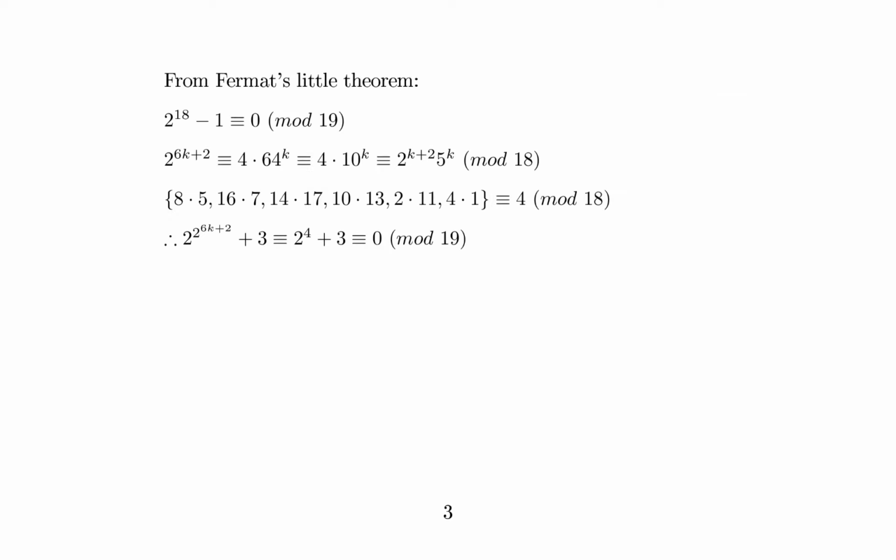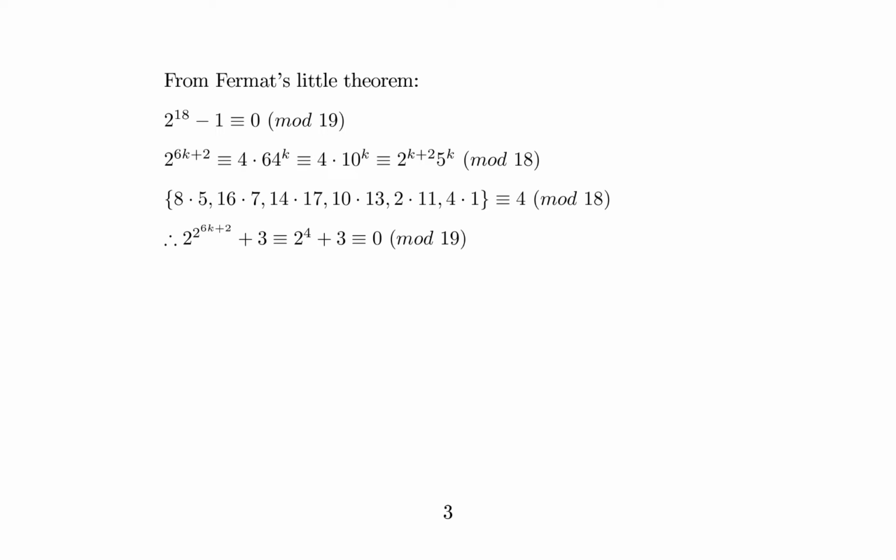From Fermat's Little Theorem, we remember that 2 to the power of 18 is always equal to 1 mod 19, given that 19 and 2 are coprime, and 18 is equal to 19 minus 1. So we can get that the cycle of powers of 2 mod 19 is determined by the cycle of their exponents mod 18. We can then calculate the cycle of those exponents, which is 2 to the power of 6k plus 2 mod 18. That's 4 times 64 to the power of k.